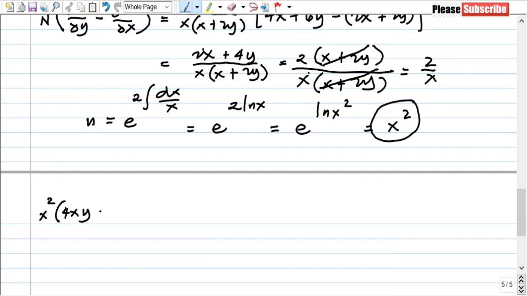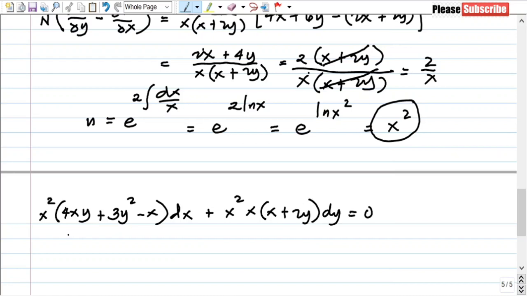4xy. Tama? Plus 3y squared minus x dx. Yan. Paano naman yung N? So, we have plus x squared, ito yung mu natin. And then, di ba meron tayong x and then x plus 2y dy equals 0. So, distribute natin para mas madali. So, we have 4x cubed y plus 3x squared y squared minus x cubed dx.